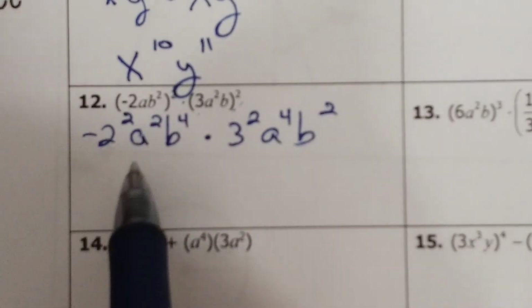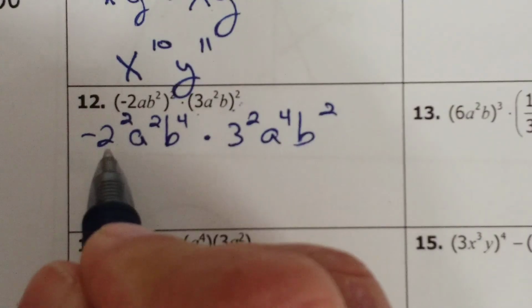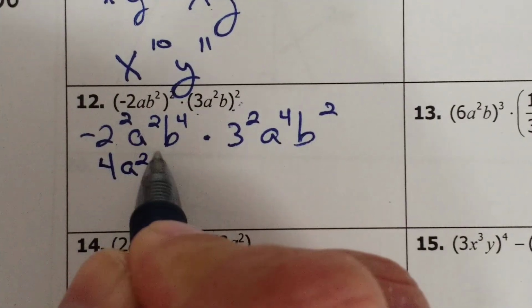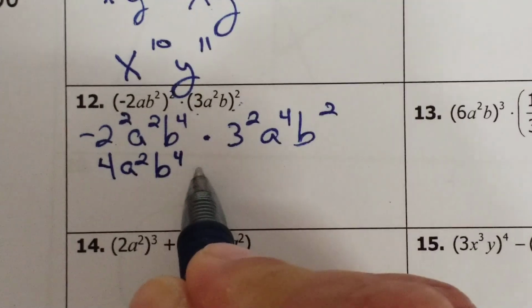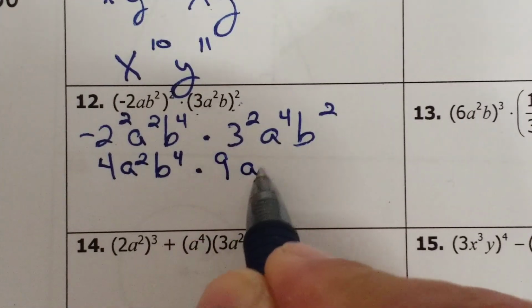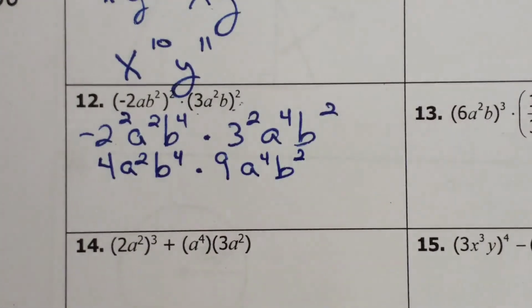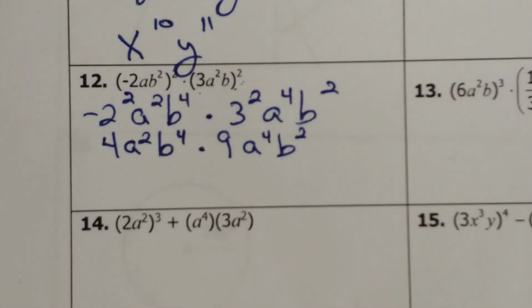Now, figure out what -2 squared is. -2 times -2 is 4a squared b to the fourth, times 3 squared is 9, a to the fourth, b to the second. See, there's a lot you got to keep up with. So take it step by step.